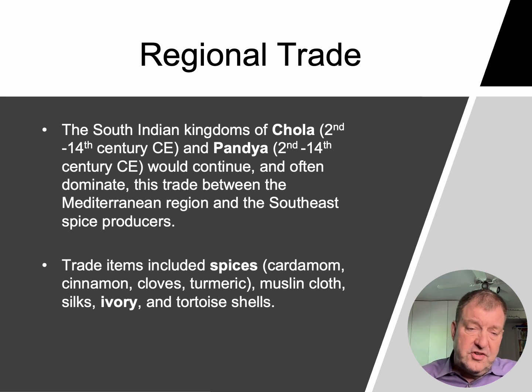And the things that they traded included large numbers of different spices: cardamom coming mostly from the west, cinnamon, cloves, turmeric coming from South Asia, cloth, silks coming from China, ivory, which is coming both from Asia but also, as we learned from the film on Zhenghe, from East Africa, and tortoise shells.